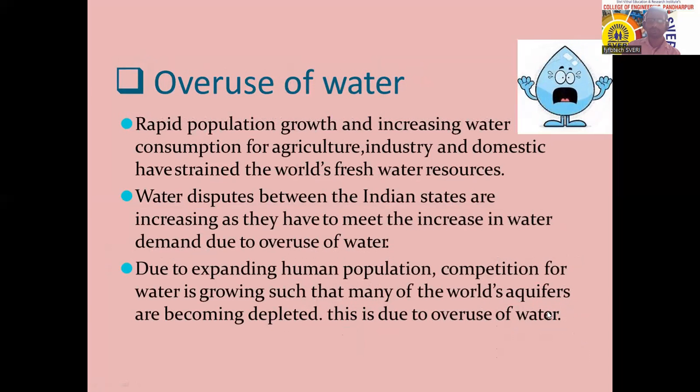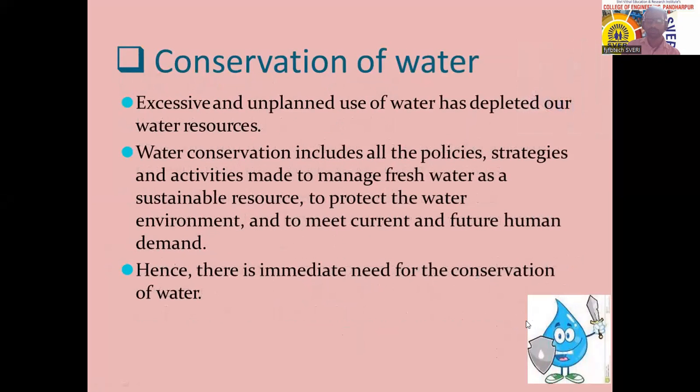If we use more water than required, say you need 10 liters of water and you are using 20 liters, then it is overuse of water. What will happen with overuse of water? Then we are wasting our resources, and the future population will suffer. That's why we have to conserve the water.